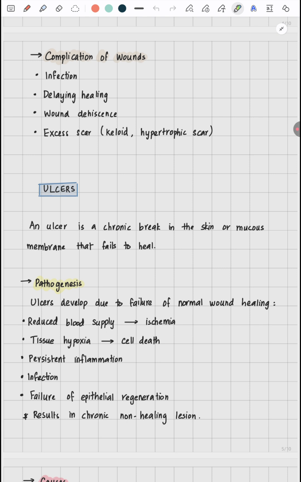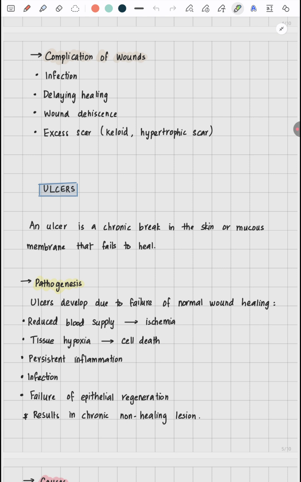When there is reduced blood supply, tissues do not receive adequate oxygen and nutrients. This leads to hypoxia, cell death, and inability of the tissue to regenerate. In addition, persistent inflammation and infection further damage the tissue, creating a cycle of non-healing.